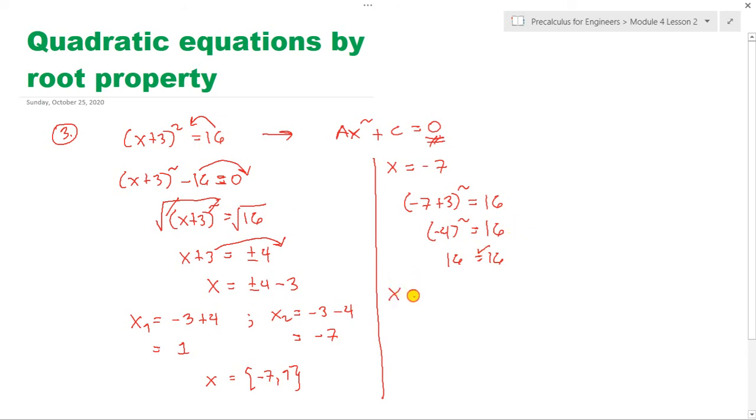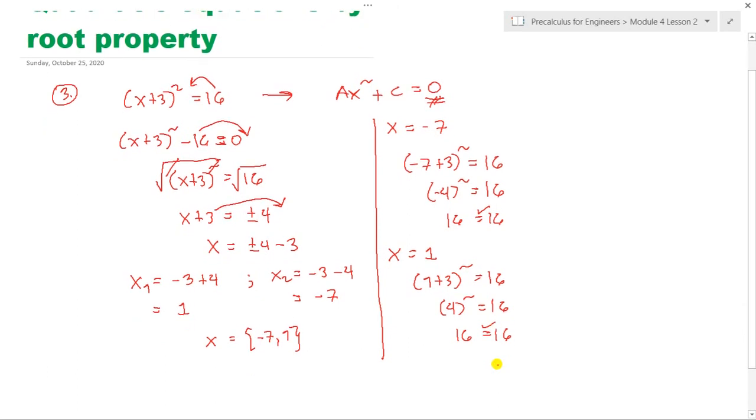How about the second one? x equals 1. Again, plug in the value. So we have (1 plus 3) squared is equal to 16. And 1 plus 3 is positive 4, squared is equal to 16. So 4 squared is 16, which is the same as 16. So therefore, our roots, negative 7 and 1, satisfy our given quadratic equation of this form.